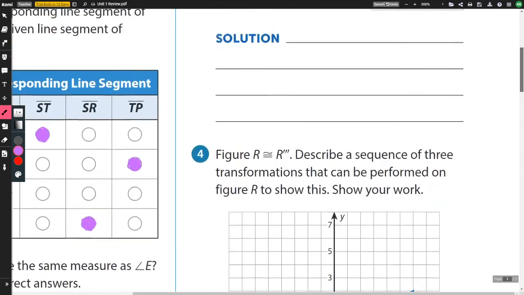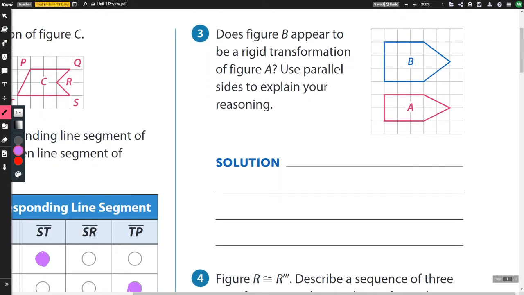Okay, scrolling on up to number 3. We have, does figure B appear to be a rigid transformation of figure A? Use parallel sides to explain your answer, your reasoning. So what they mean by rigid is they are the same size. There is no dilation.